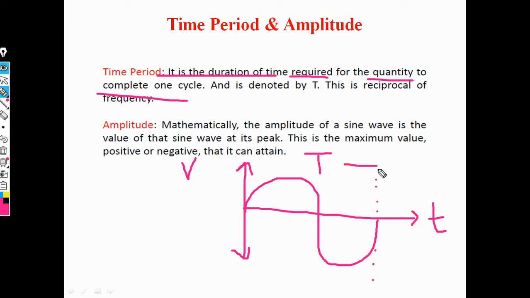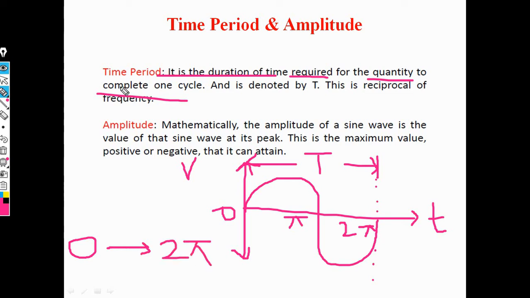This is the time duration from 0, to pi here, and 2 pi here. That means the time duration varies from 0 to 2 pi. That 0 to 2 pi is called the time period, and it is also called the length of period.